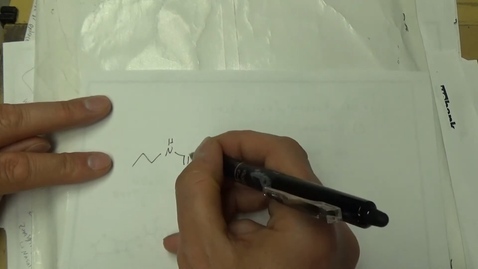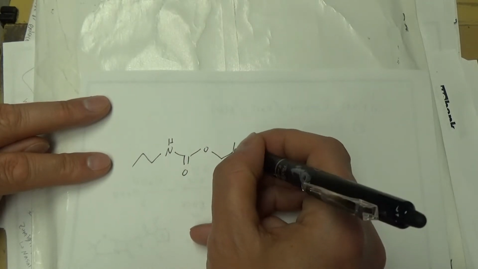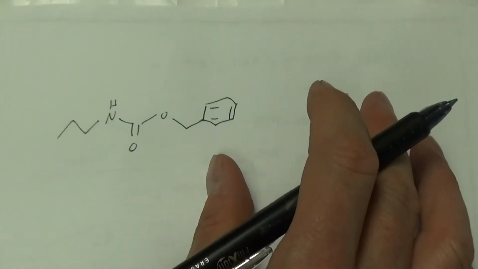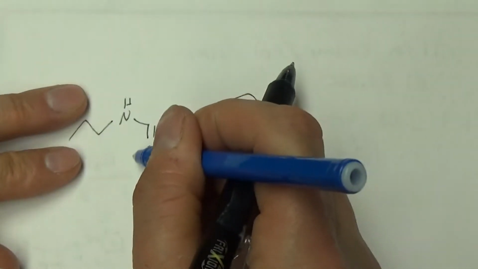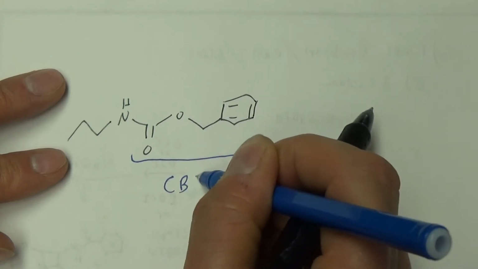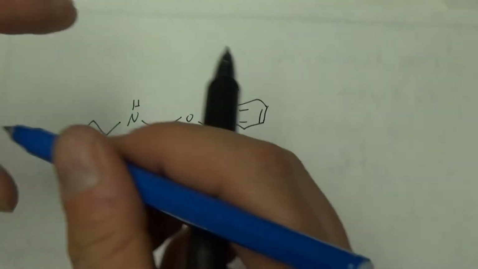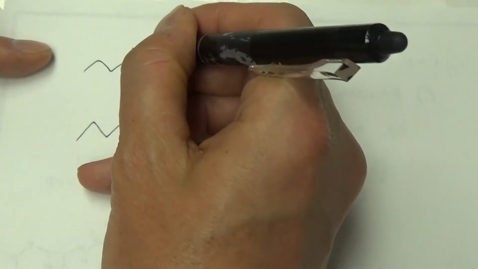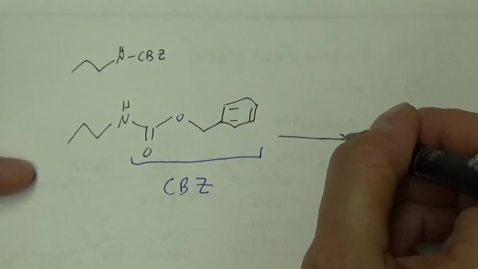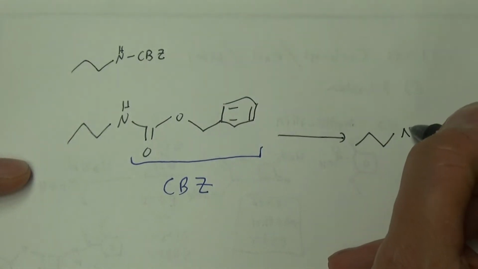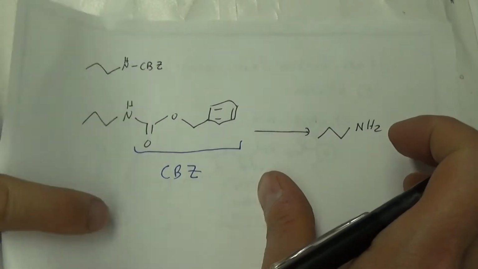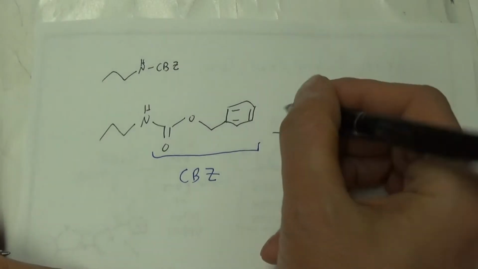So CBZ is really this whole thing, not including the nitrogen. So we could abbreviate this molecule NHCBZ. Alright, cool. So CBZ can be removed with what? We said it just a second ago. What's the magic way to take off a CBZ group? H2, palladium on carbon.